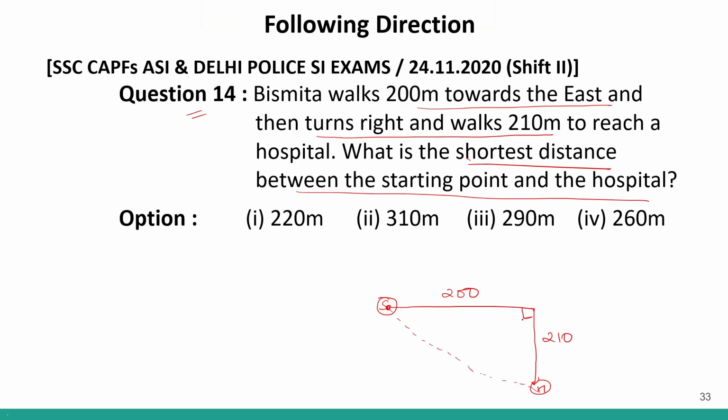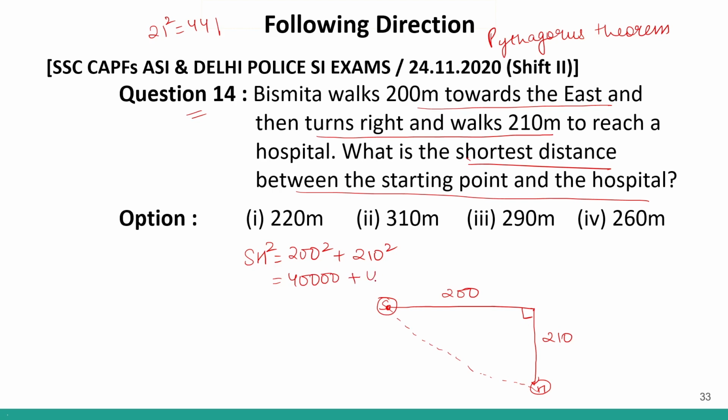Correct? This is a right angle triangle. So we have to find the shortest distance. We use the concept of Pythagoras theorem. Correct? SH square will be equal to 200 square plus 210 square. For your reference, 21 square is equal to 441. So this will be 40000 plus 44100, which is 84100. So SH will be the square root of 84100. So SH will be equal to 290.